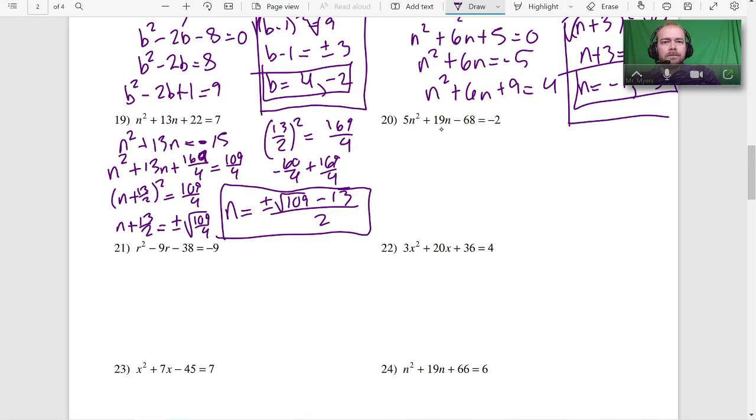So, moving on. Another crazy one with the fractions here. I'm gonna take out the 5. Oh, I need to add 68 to both sides first, of course. But plus 19 over 5 n. And if I add 68 to both sides, it would be 66. So then I want to, oh my gosh, this one is terrible also. 19 over 5 over 2 would be 19 over 10 squared.